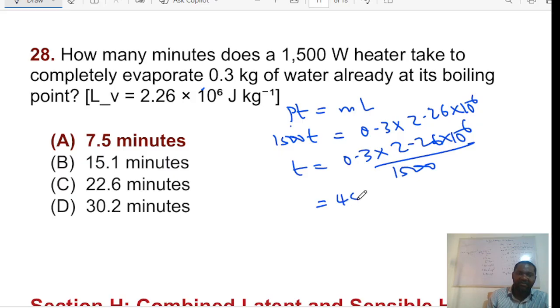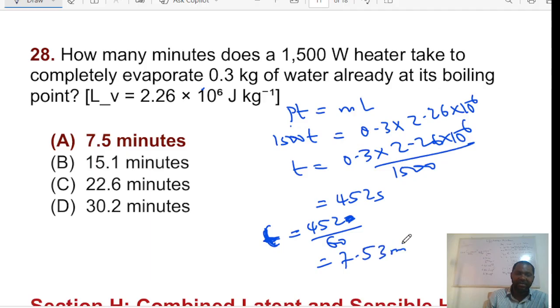This is giving me 452 seconds. If I want to convert this to minutes, I'll have to divide it by 60, right? So 452 divided by 60 gives us approximately 7.53 minutes. So the answer to this question is A.